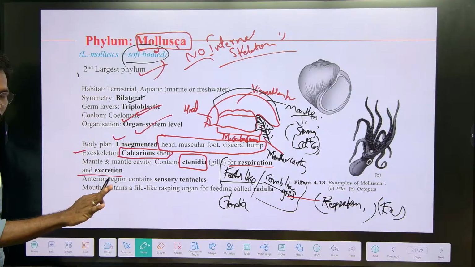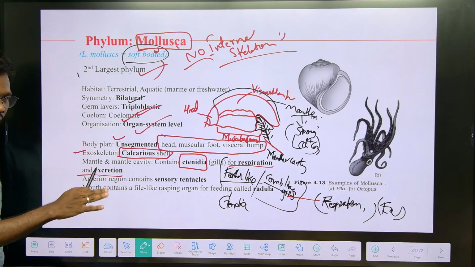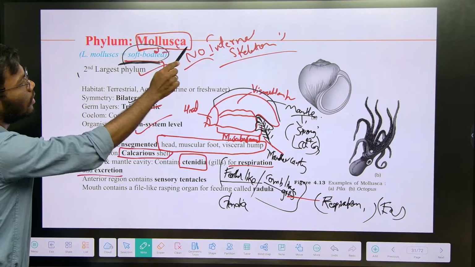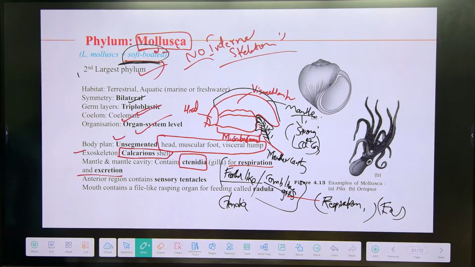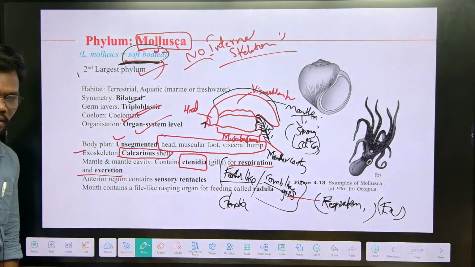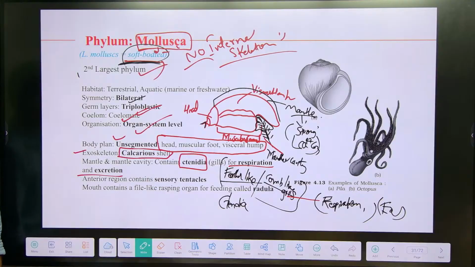Internally there is no endoskeleton. It is a very soft body. So that's why these molluscans are called soft-bodied animals. Right? In the anterior portion, sensory tentacles are present, responsible for touch and taste, whatever it may be.